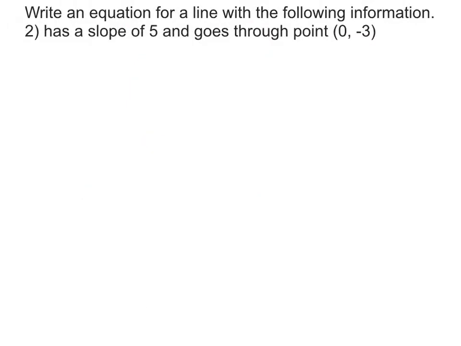Let's look at another one. Okay, I have another one here, number 2. This line is going to have a slope of 5, and it's going to go through the point (0, -3). So if I'm just looking at y equals mx plus b, we know one thing that can go into this equation right now. We know that m, my slope, is 5. So slope is 5, that's going to go right there. So I know that y is equal to 5 times x plus whatever b is.